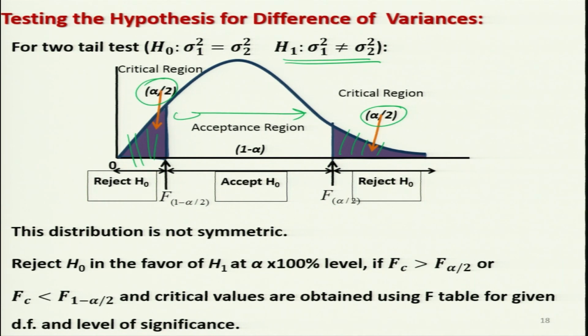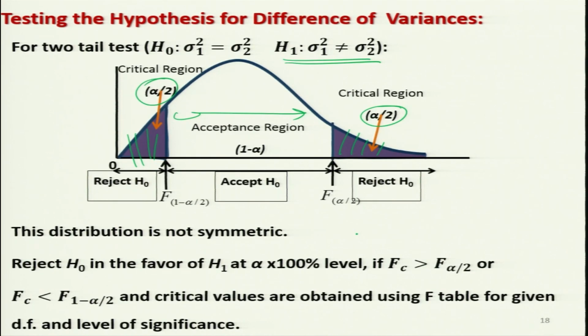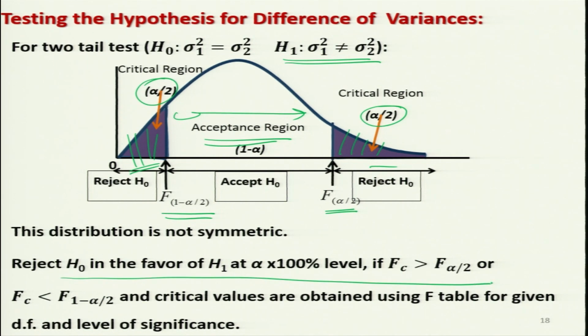So, what you have to do is simply compute the value of F on the basis of the given sample of data, and check whether this value is lying in the acceptance region or in the rejection region. Obviously, if the value is greater than F alpha by 2 or less than F 1 minus alpha by 2, then we are going to reject the hypothesis. And if it is lying between F 1 minus alpha by 2 and F alpha by 2, then we are going to accept it. And remember one thing, this distribution is not symmetric. So, that is why you will not see symmetric critical values on the two sides of the distribution.